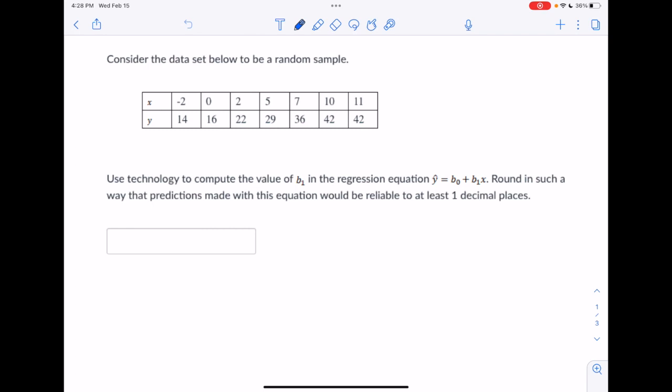Consider the data set below to be a random sample. Use technology to compute the value of b0 in the regression equation y hat equals b0 plus b1x, and round in such a way that predictions made with this equation would be reliable to at least one decimal place.